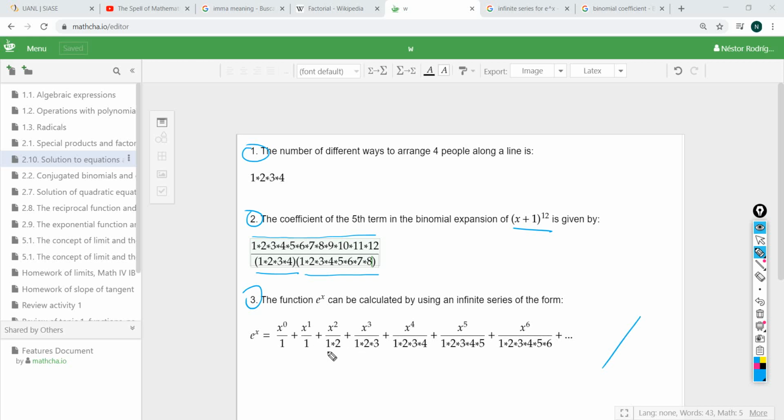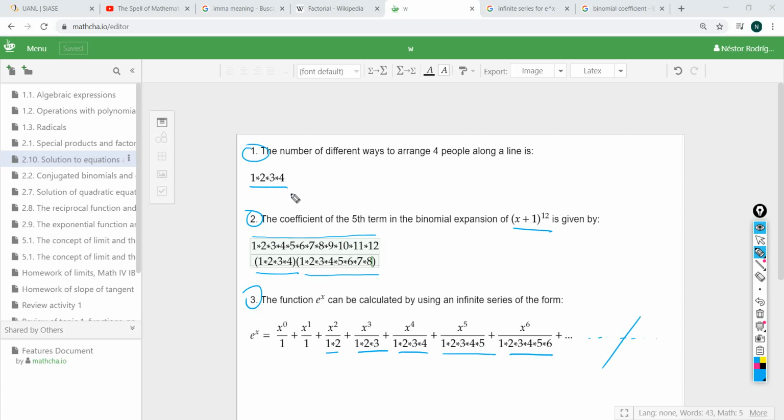But I want you to look at the denominators of this formula. Look, x to the 0 over 1, x to the 1 over 1, x to the 2 over 1 times 2, x to the 3 over 1 times 2 times 3, and so on for all the fractions. And this goes on forever and ever. So again, the product of all the integers from 1 to a final number appears also in this formula. So why is this product so special? Why does it come up so often?